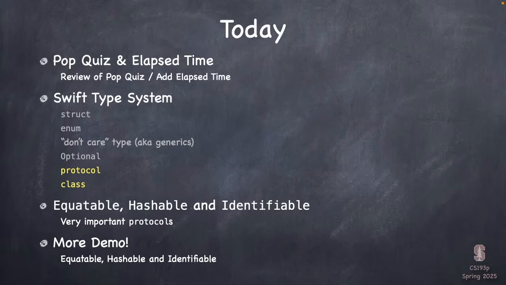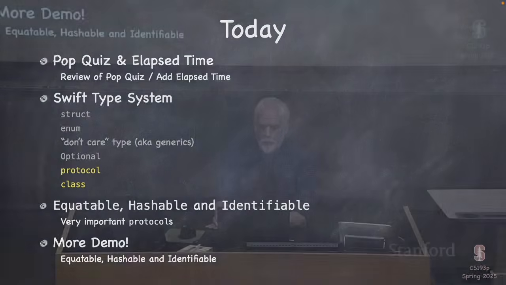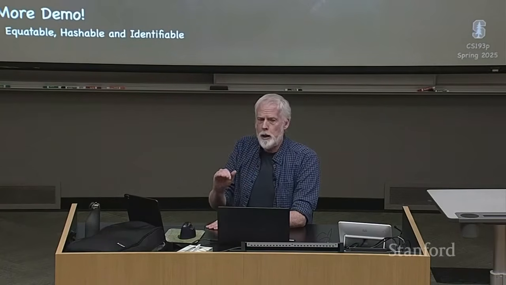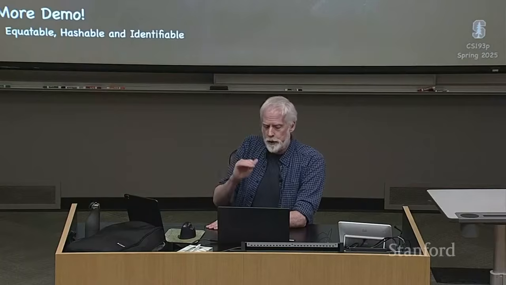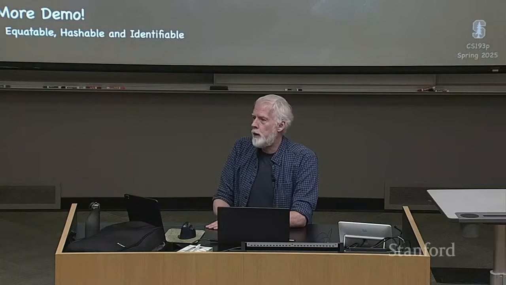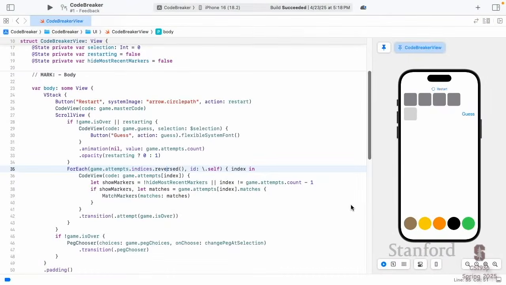You can see the things in gray there. We've already talked about those. So now I'm going to talk about protocol and class. Now you've read all about these protocols, especially in your reading assignment, so this is not going to be a lot of new stuff, but I'm just going to emphasize some things about protocols. And then I'm going to talk about 3 specific protocols, Equatable, Hashable, and Identifiable. And then if I have time at the end, which I might not, I'll go back to the demo and we'll actually do some stuff with Equatable, Hashable, and Identifiable so you can kind of see them in action. So let's hop back over to our demo.